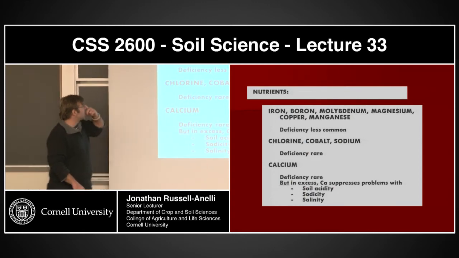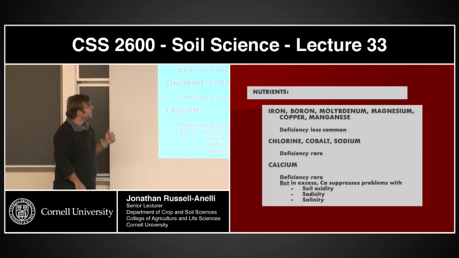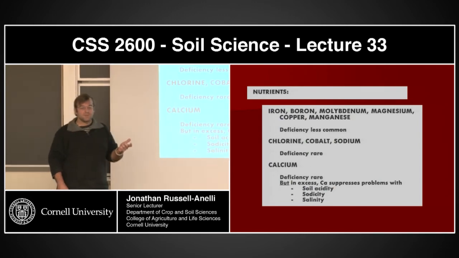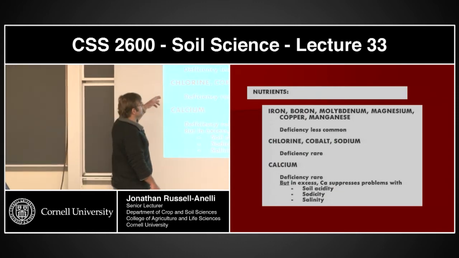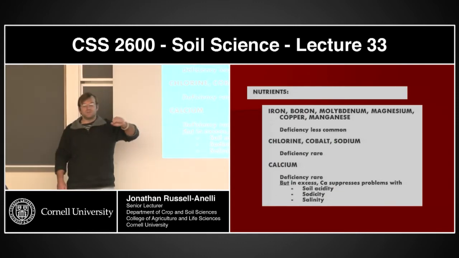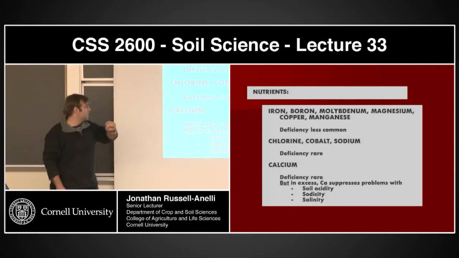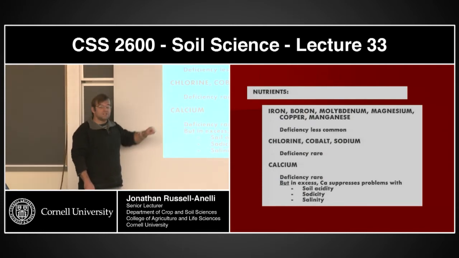Other nutrients: iron, boron, molybdenum, manganese, copper, and magnesium. Deficiencies are less common, but they are out there. Chlorine, cobalt, and sodium are really rare deficiencies, but they do happen as well. And then calcium, its deficiency is rare, but calcium's kind of interesting.